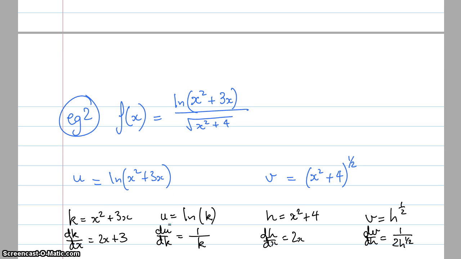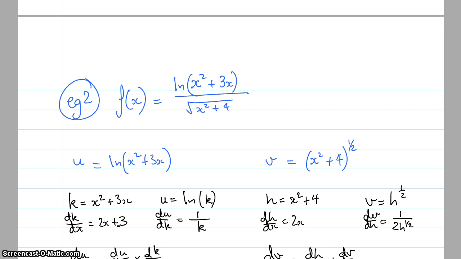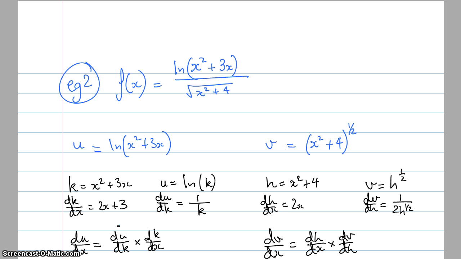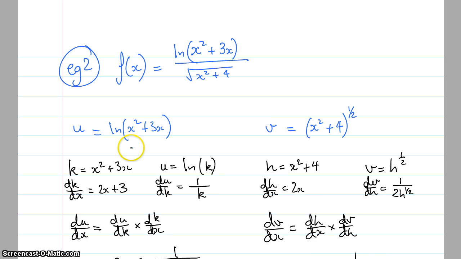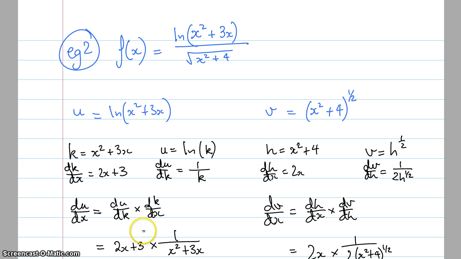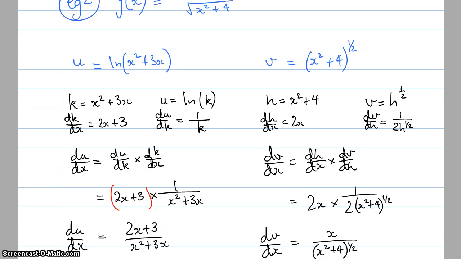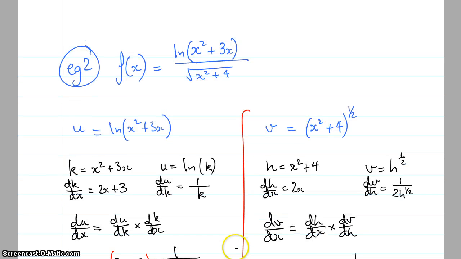The derivative of k with respect to x is fairly straightforward, 2x plus 3. The derivative of natural log of k with respect to k is just 1 on k. So to get du dx, which is the thing that I actually wanted up the top, that's just going to be 2x plus 3 all multiplied by 1 over x squared plus 3x, which ends up being 2x plus 3 over x squared plus 3x. Now I'll look at the right hand side.